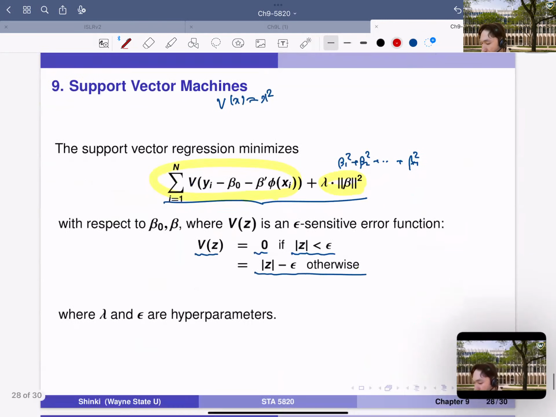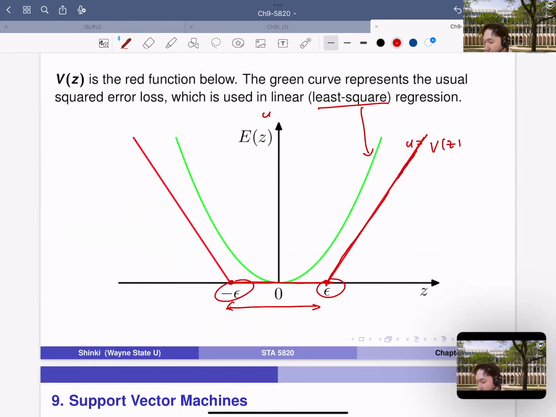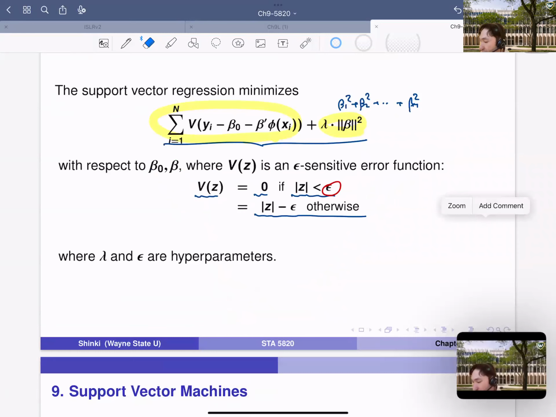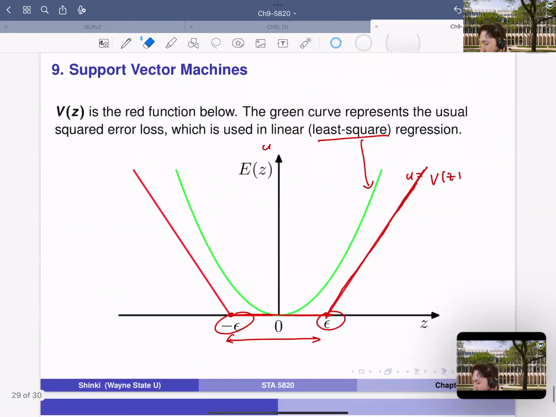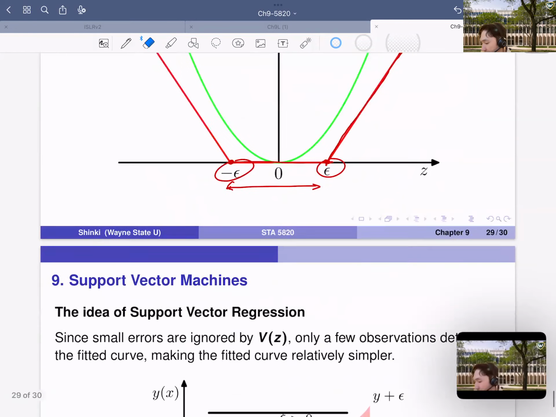Here, this epsilon, I mean the size epsilon, and also the lambda in the coefficient of beta, these two are hyperparameters. So we have to decide them, maybe based on the cross-validated error within the training set. So that is the support vector regression. We have the hyperparameters, and basically it automatically looks for the best complicated model.